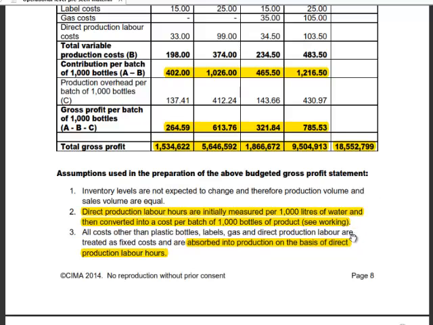Direct production hours are initially measured at 1,000 liters of water and then converted into a cost per batch of 1,000 bottles of product. And on the next page there are some workings which we'll look at in a moment. All costs other than plastic bottles, labels, gas and direct production labor are treated as fixed costs and are absorbed into production on the basis of direct labor production hours.